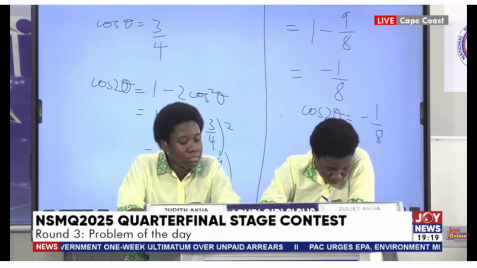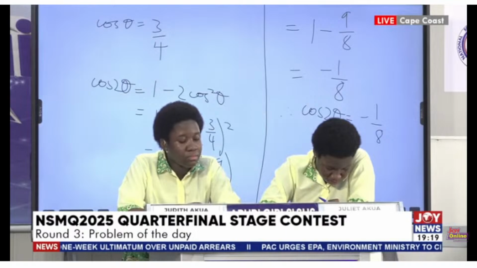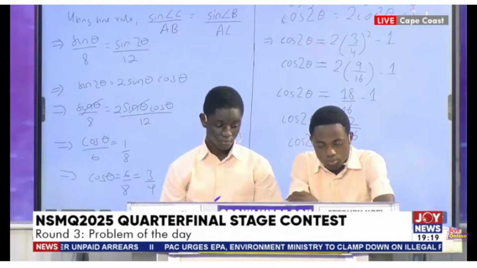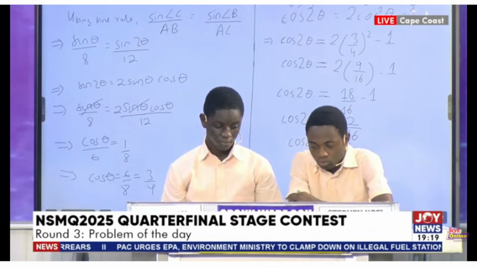Okay? So if you're going to use the sine rule, then you can set up an equation. Sine of 2 theta over 12 is equal to sine of theta over 8. This is the sine rule. 2 points for that. Now we can rearrange this. 12 multiplying sine of theta is equal to 8 multiplying sine of 2 theta.